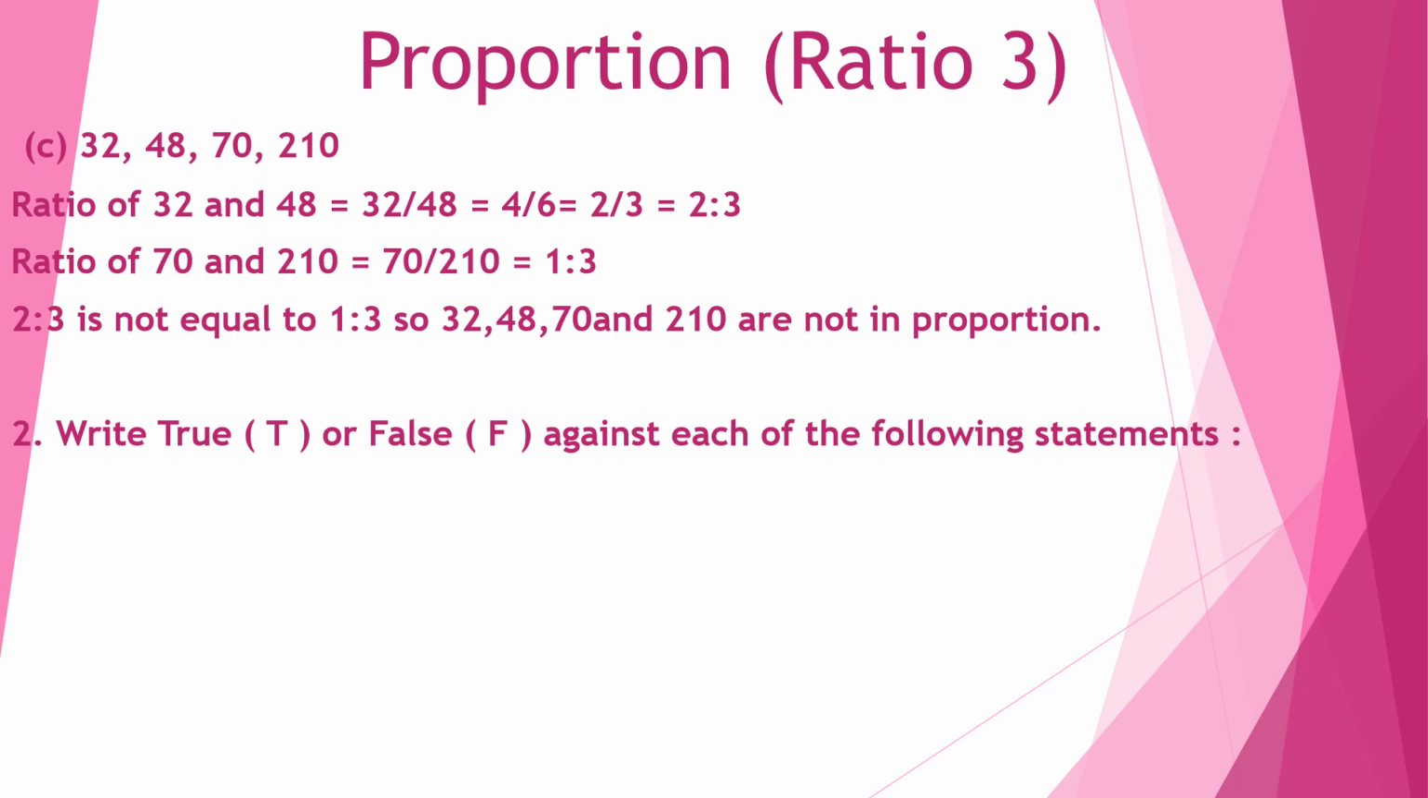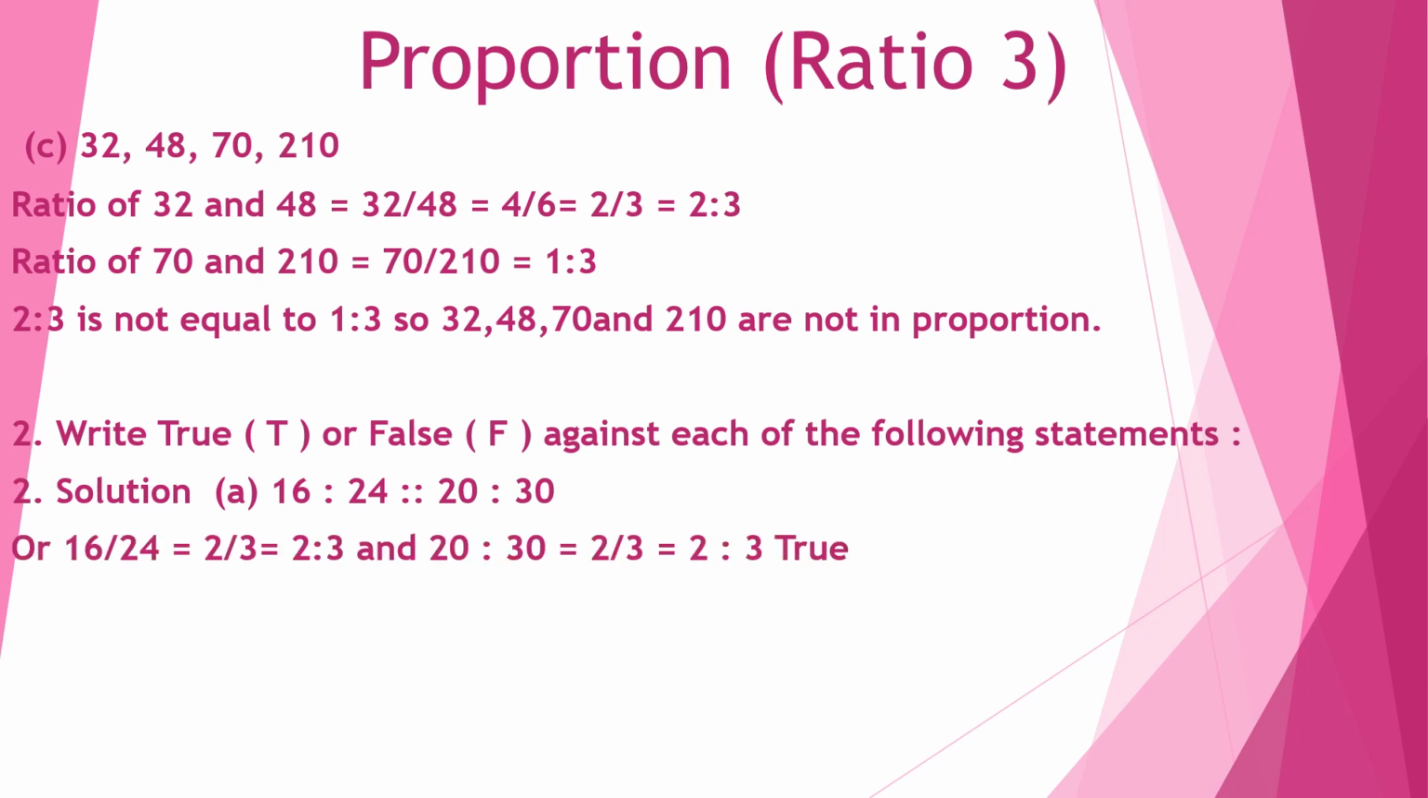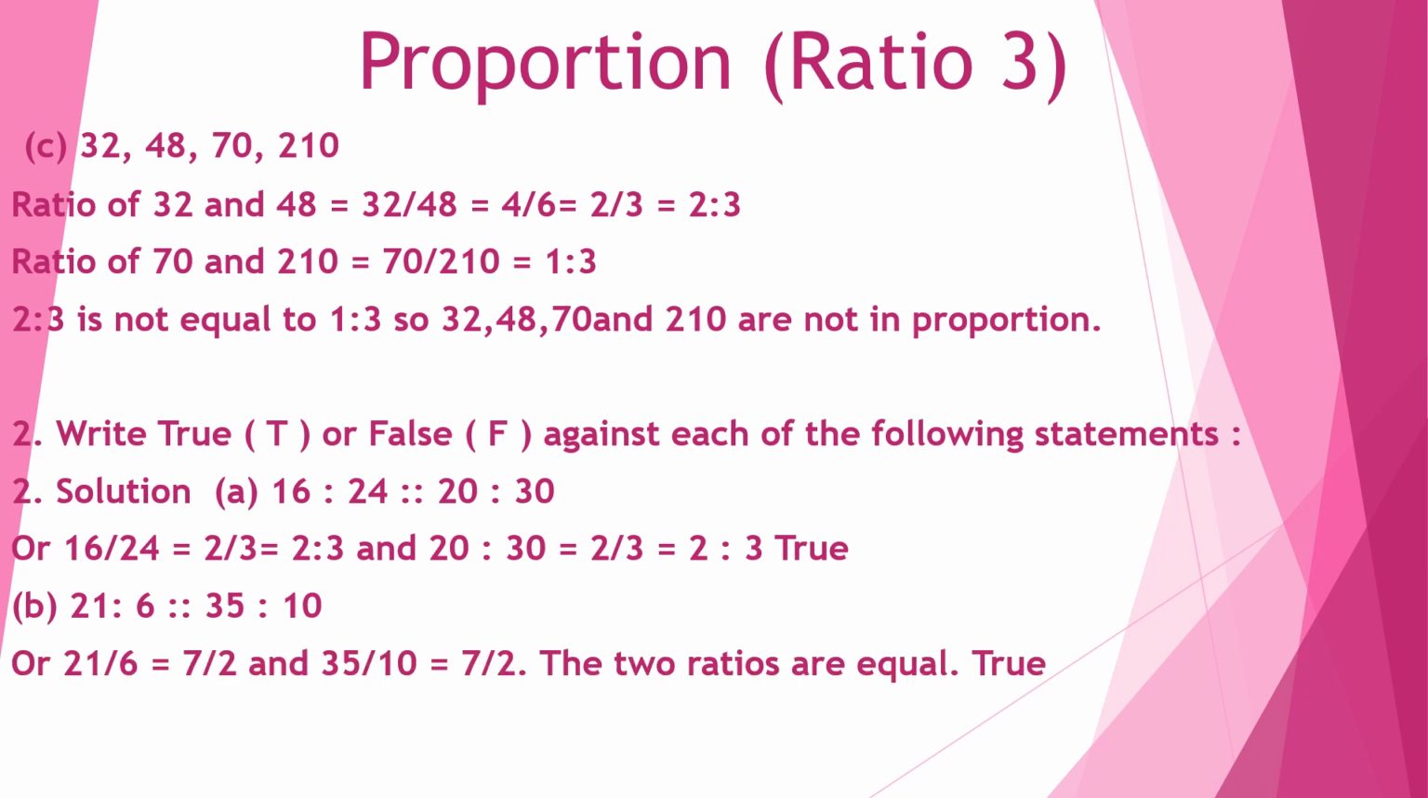Let us try the second sum. Write true or false against each of the following statements. Now first one is 16 is to 24, 20 is to 30. Now 16 by 24 is 2 upon 3 or 2 is to 3. 20 is to 30 is equal to 2 is to 3. So the two ratios are equal. So it is true. B statement is 21 is to 6 is as 35 is to 10. So 21 by 6 is equal to 7 upon 2 and 35 upon 10 is equal to 7 upon 2. The two ratios are equal, so it's a true statement.